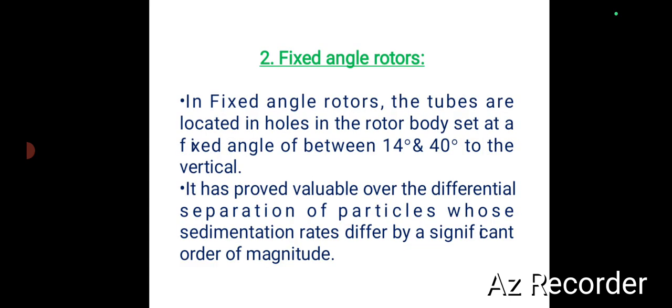Next, moving on to fixed angle rotors. In fixed angle rotors, the tubes are located in holes in the rotor body set at a fixed angle between 14 degrees and 40 degrees. In between these angles we keep it. It has proved valuable for the differential separation of particles whose sedimentation rates differ by a significant order of magnitude.